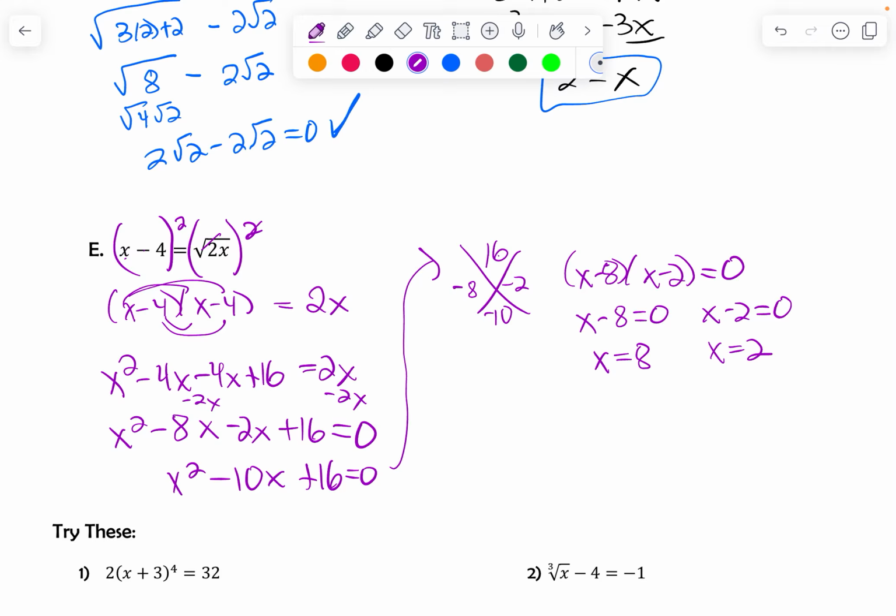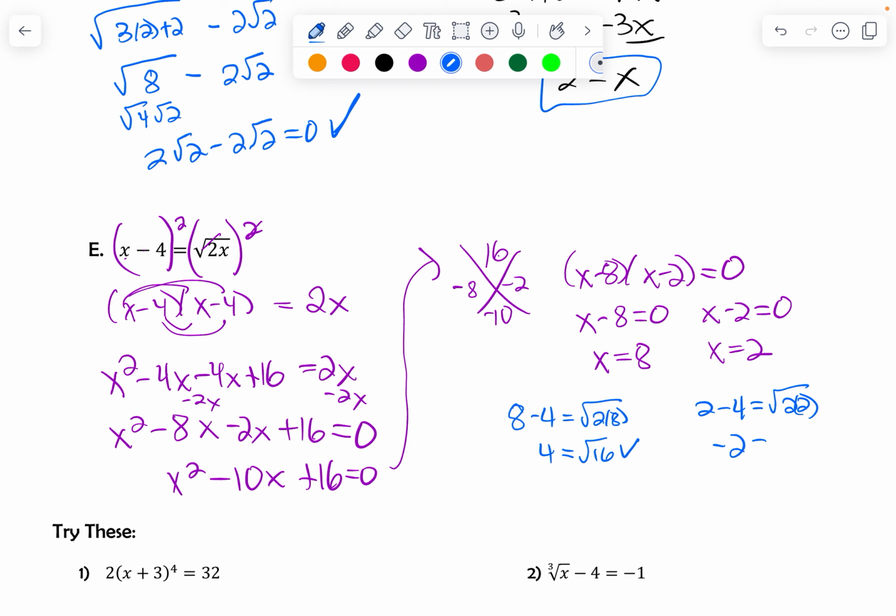I need to check this. A lot just happened again, like up above. So I need to plug 8 in there. I get 8 minus 4 equals the square root of 2 times 8, so 4 equals the square root of 16. Yep, that one's okay. And I get 2 minus 4 equals the square root of 2 times 2.